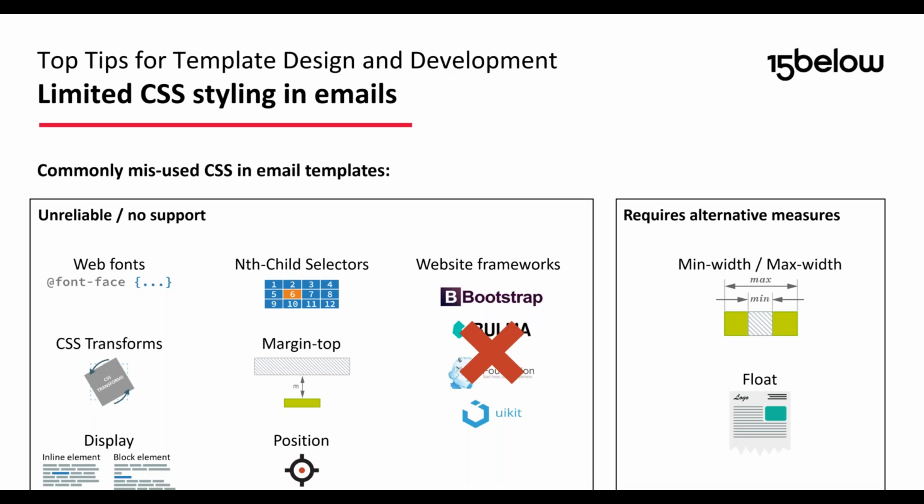So these are some of the things that we receive from agencies which don't work well in emails. I've tried to separate them into things which should be avoided and things which need alternative arrangements. I'll skim through quite quickly. So in the no support section, I put web fonts there. It's kind of half supported. You should always have fallback fonts if you're going to use them. Nth child selectors, which would allow you to select, say, the 6th row of a table, are not supported at all.